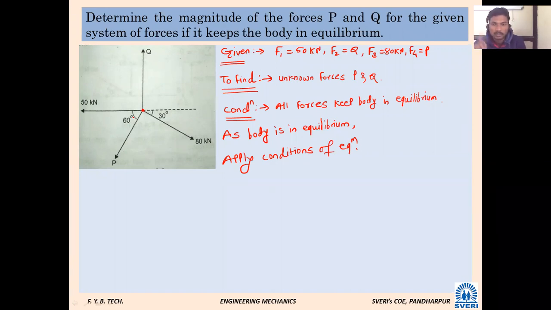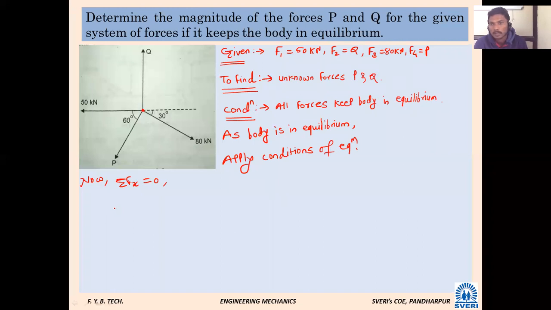Only two: summation Fx is equal to 0, summation Fy is equal to 0. You will get P and Q. Then let us apply the first condition, summation Fx is equal to 0. Why are we applying this condition, summation Fx equal to 0?